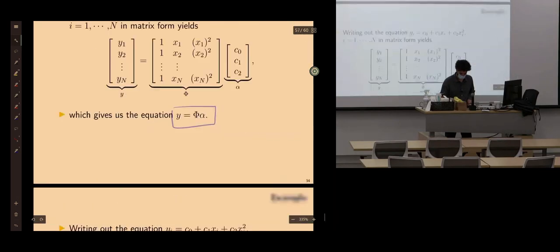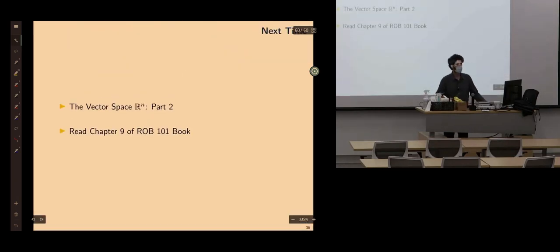So that covers chapter 8 on least squares and linear regression. Next time, fortunately or unfortunately, we're going back to vector spaces, part 2. Yay! I can see you're excited. Okay.